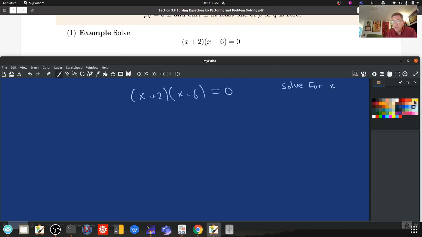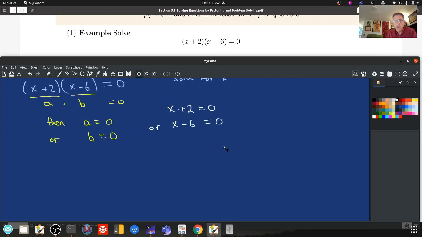Well, I'm going to use the zero product theorem. It says if a, and I'll call this first factor a, times b, and I'll call this second factor b, and this is multiplication, if a times b is equal to 0, then a is equal to 0, or b is equal to 0. And that's exactly what I'm going to do. I'm going to take my first factor. I don't need to put it in parentheses because there's nothing on the outside of it like a minus sign. It means x plus 2 is equal to 0, or x minus 6 is equal to 0.